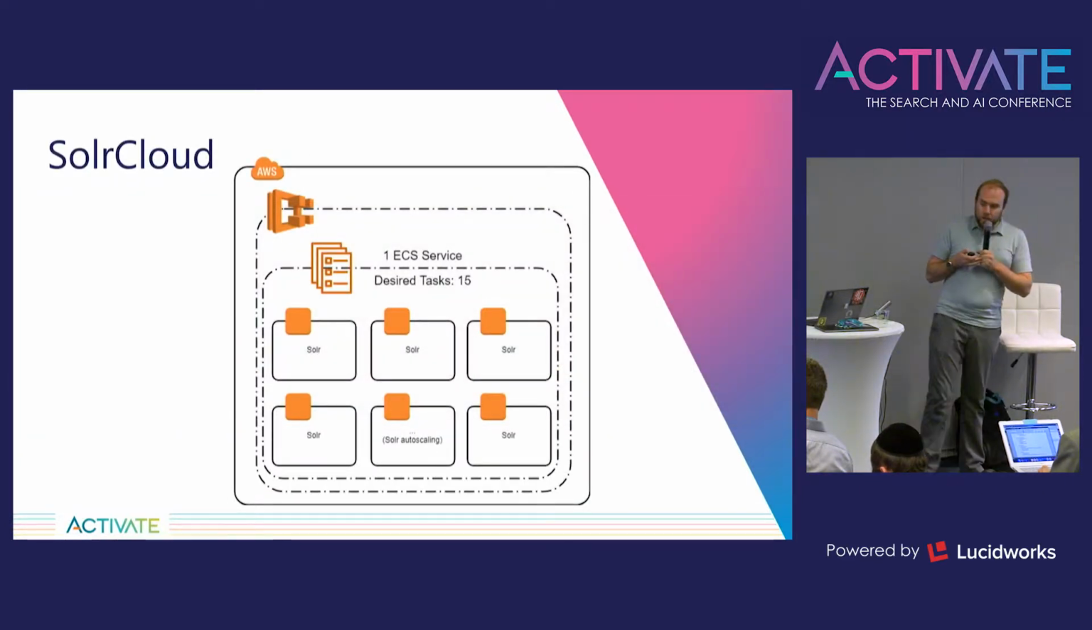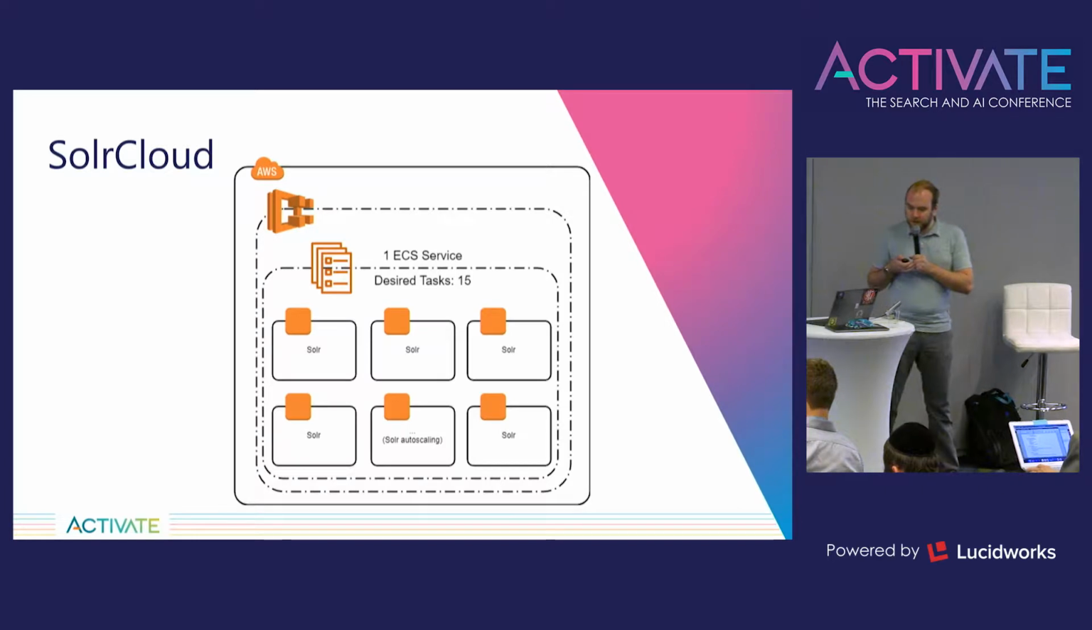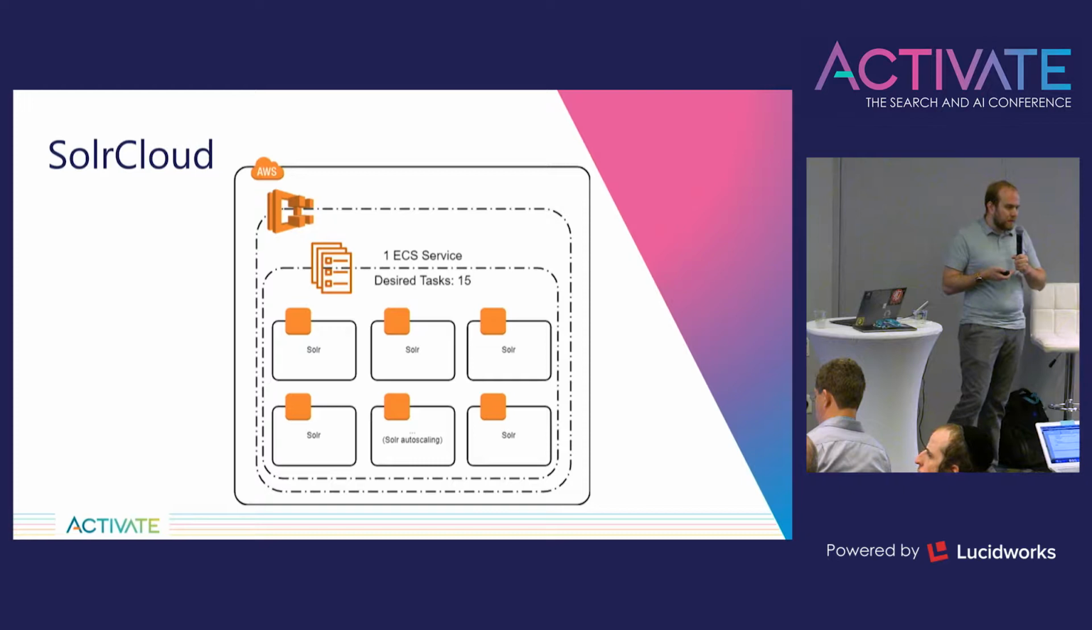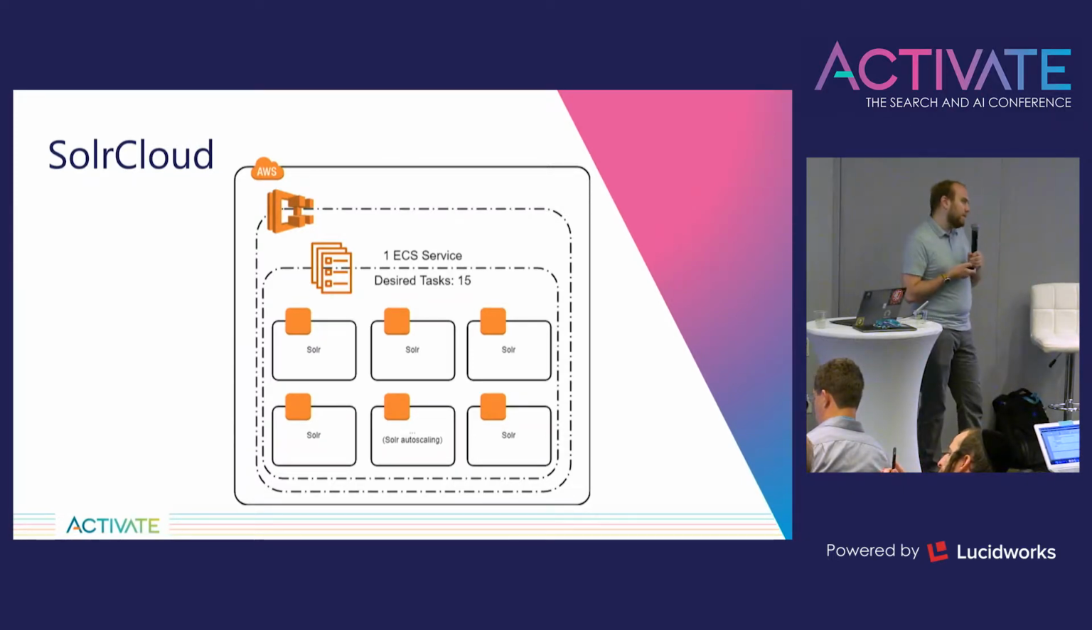Now let's talk a little bit more about how we do SolrCloud in ECS. It's very similar, except it's only one service. So we say we want 15 tasks. And we can decide how much memory to provision to them, how much CPU to provision to them, and then it will automatically place those on our fleet of EC2 instances, or spin up more EC2 instances if we're under-provisioned.